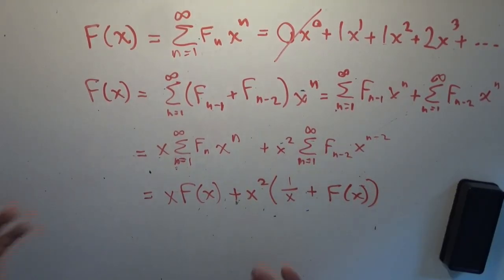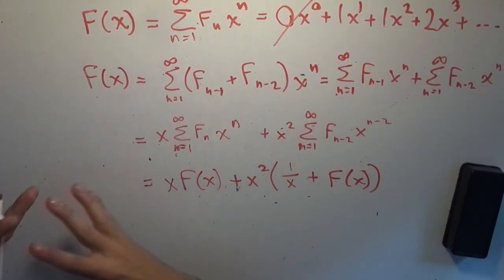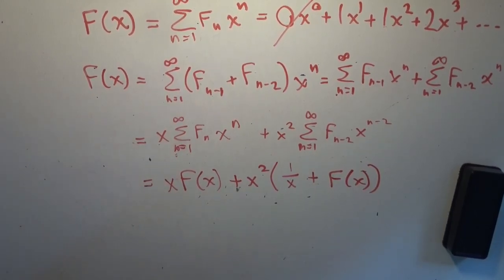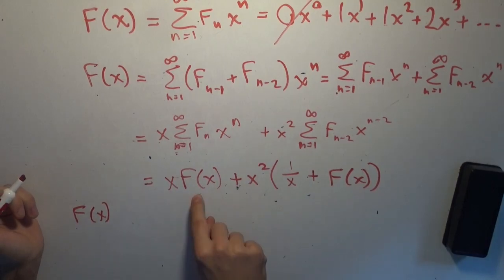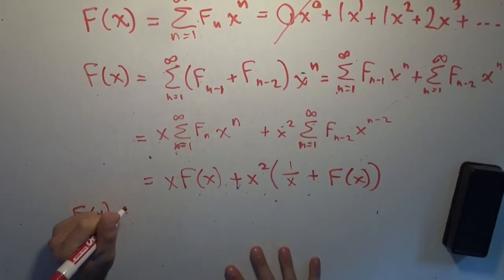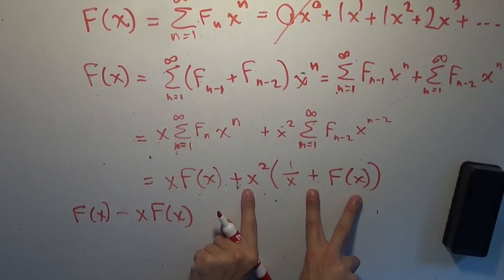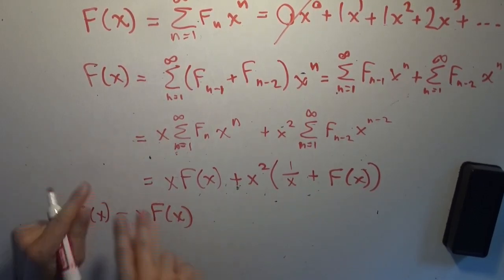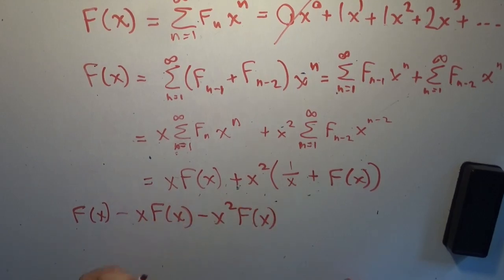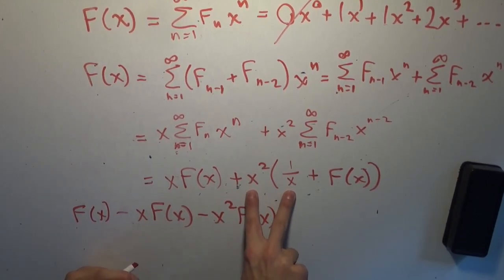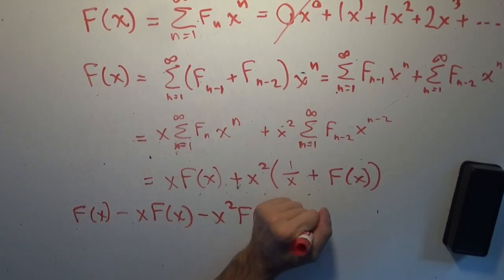Distribute things in, combine them all together, and solve for capital F of x, and we'll have our answer, right? So what I'm going to do is move all the F of x terms to one side, and we're going to solve for it. So we have F of x minus x times F of x, since I'm moving it to that side of the equation, minus x squared times F of x, right? So we have to subtract that over to the other side. So minus x squared times capital F of x, and this is all equal to x, right? Because x squared times 1 over x is x. So this is all equal to x, right?